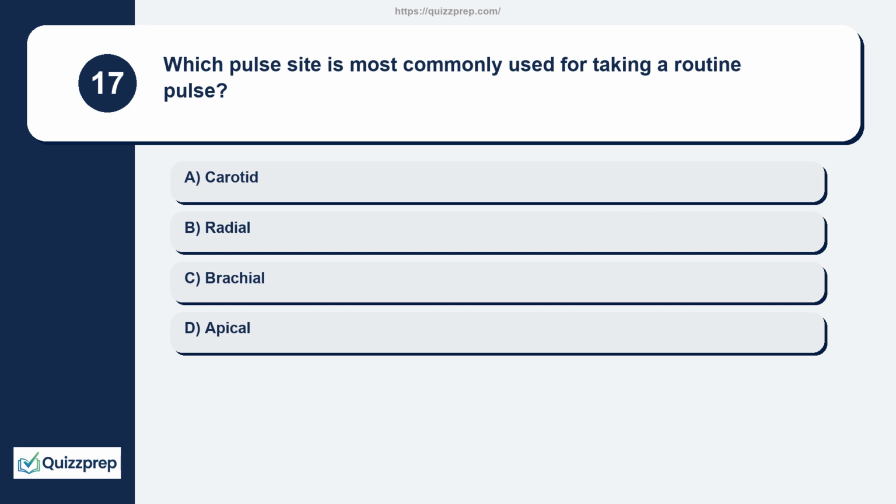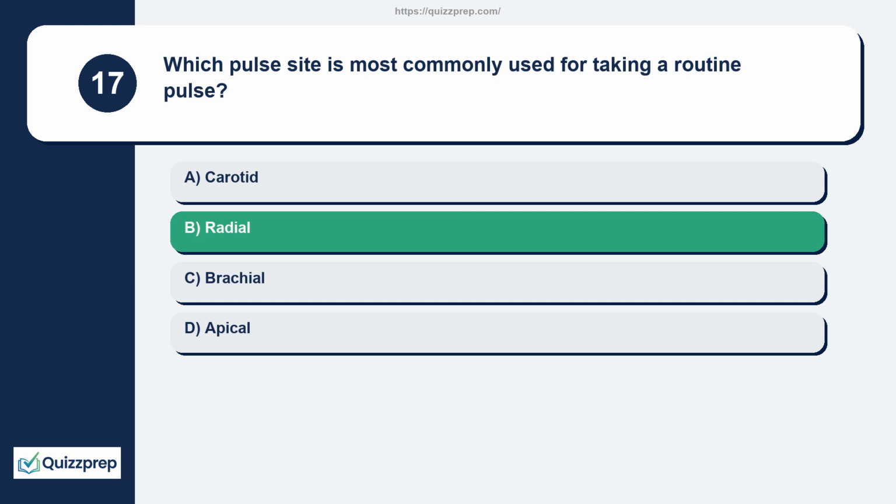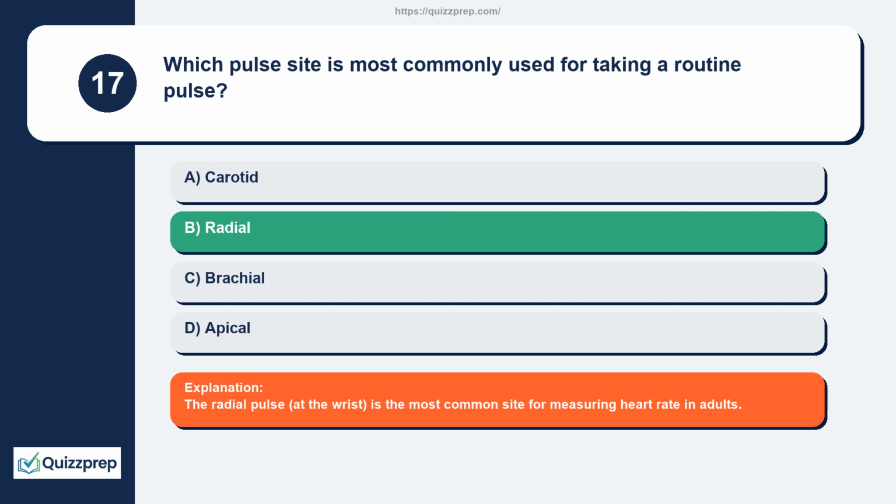Question 17. Which pulse site is most commonly used for taking a routine pulse? Carotid, radial, brachial, apical. The radial pulse, at the wrist, is the most common site for measuring heart rate in adults.